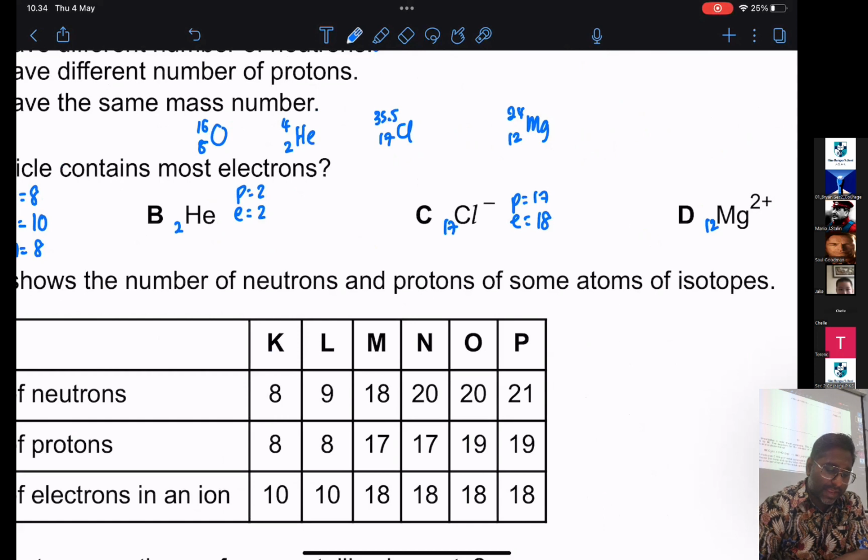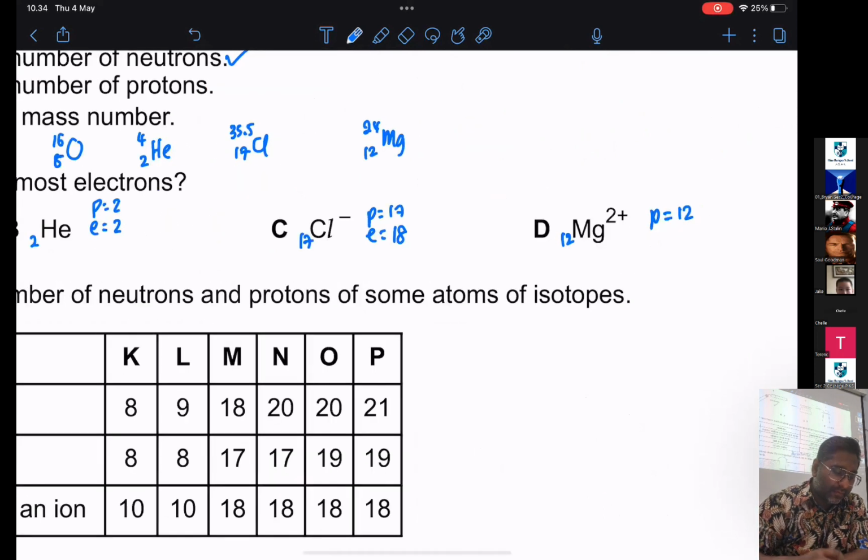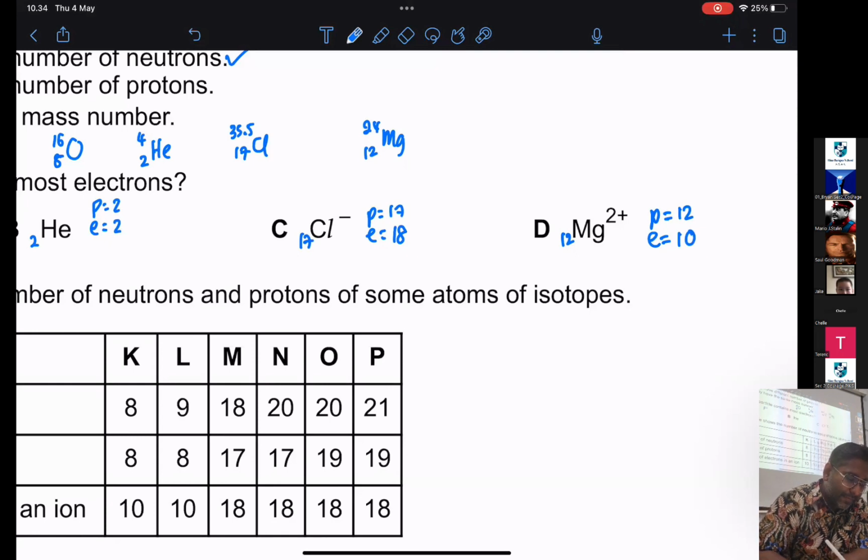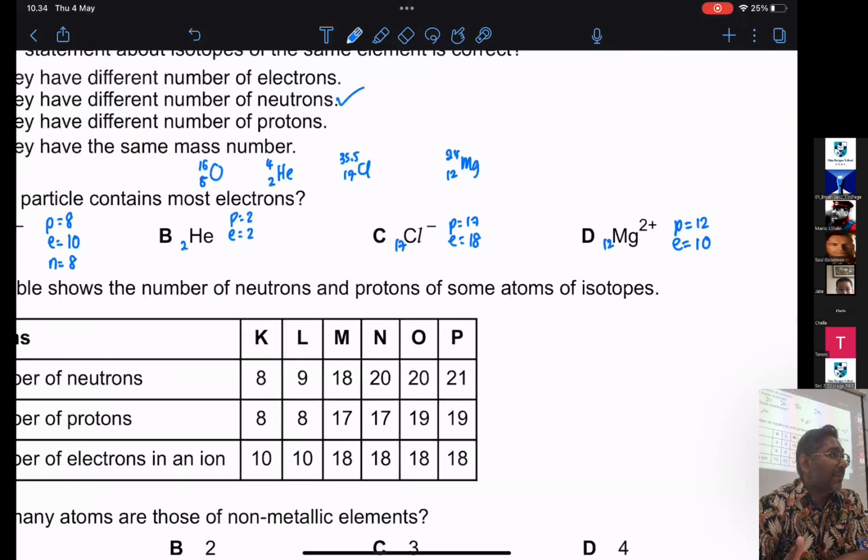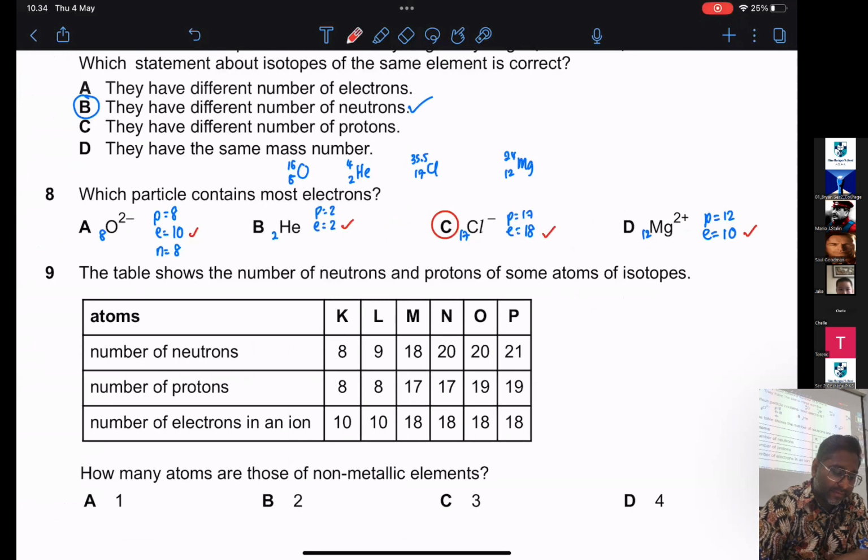Which particle contains the most electrons? So I'll just use this value, proton and electron. So helium is 2, 17, magnesium is 12. You see proton 8, electron supposed to be the same as 8, but you see 2 minus, extra 2 electrons. So from 8 plus 2, 10. Neutron, what is going to be neutron? The difference. 16 and 8, so the difference is 8.